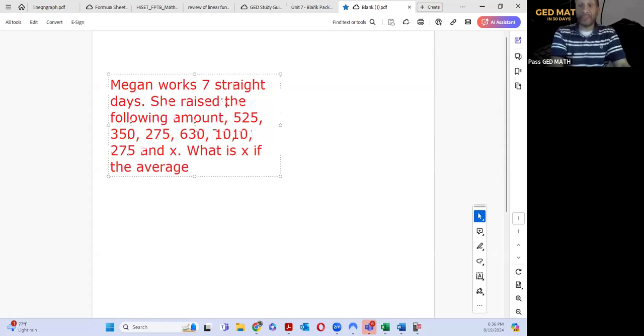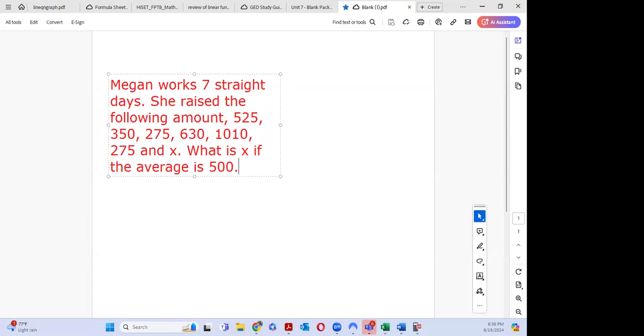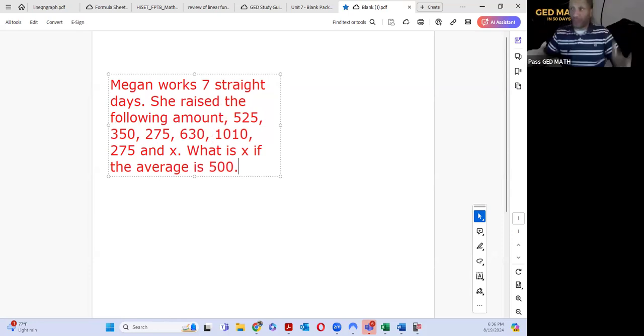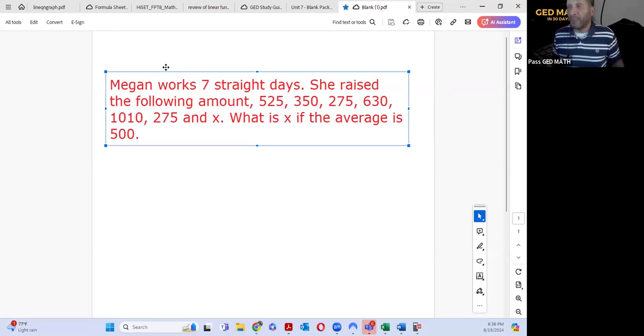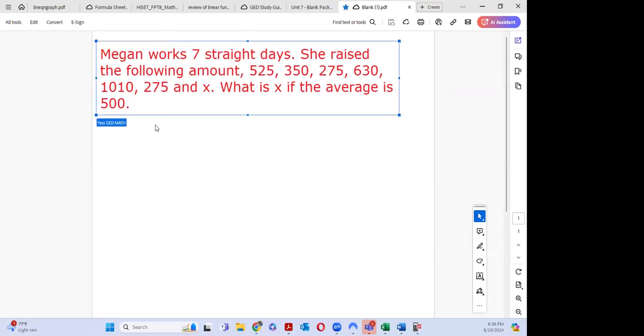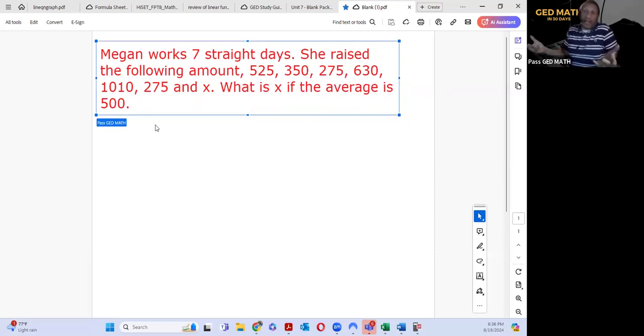Listen, perfect question. This is one of the most missed questions on the GED exam. Why? Because when you're in class, they tell you how to do the average. Add them up, divide by how many there are. And everybody knows that. But the problem is when you get to your exam, they give you this question and you don't even know what it is. I'm gonna show you how to do this in a minute.